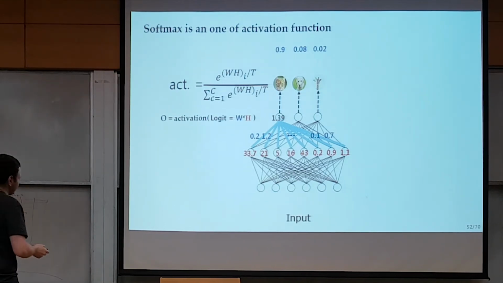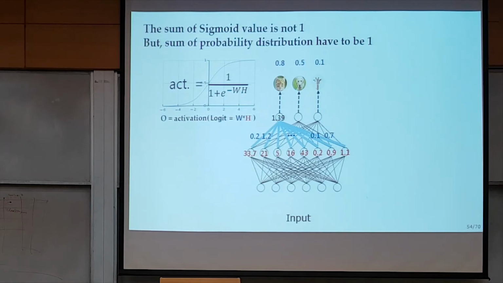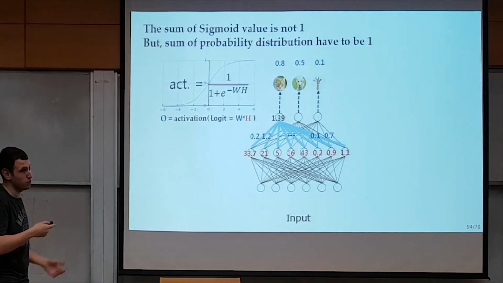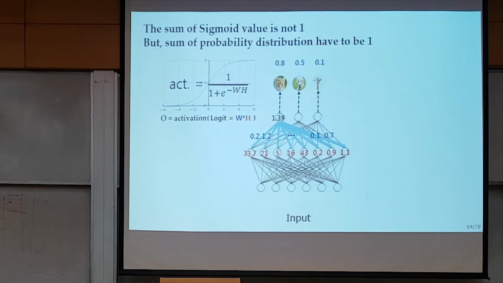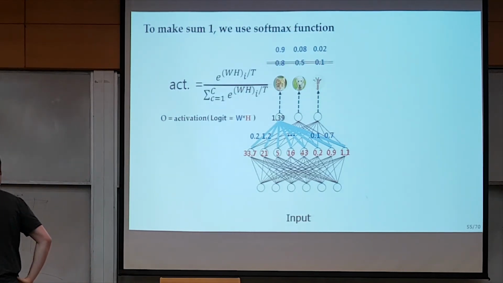Now we have our probabilities, because the sum is one. We take our activations and do the same trick. Another activation function is the sigmoid function, which goes from 0 to 1. The sum of the sigmoid values is not 1, but a probability distribution has to sum to 1, so we normalize the sum. To make it sum to one, we use the softmax function.